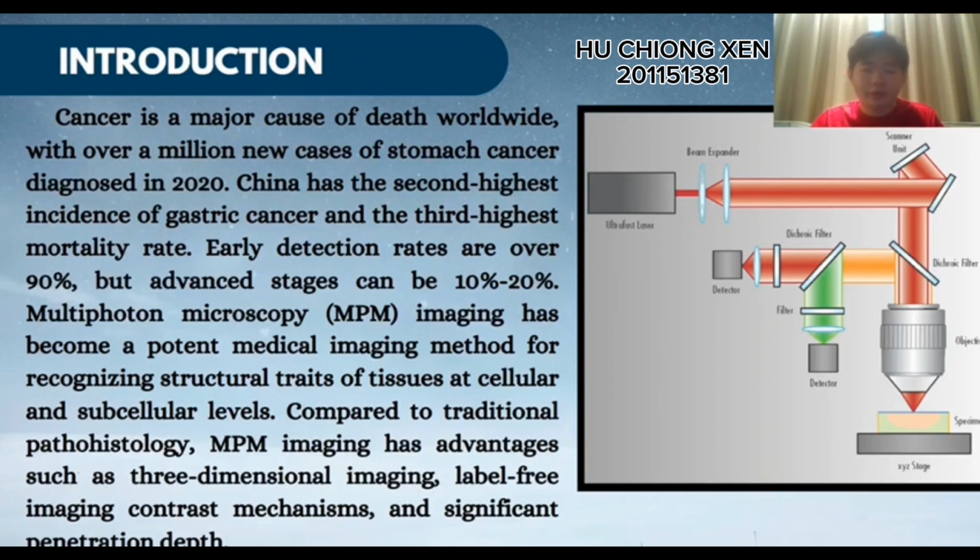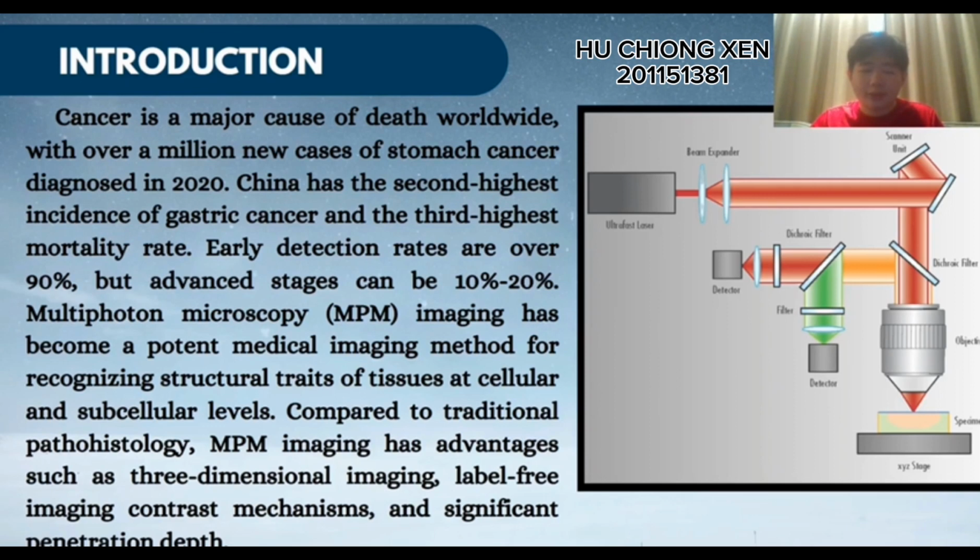Cancer is a major cause of death worldwide, with over 1 million new cases of stomach cancer diagnosed in 2020. China has the second highest incidence of gastric cancer and the third highest mortality rate. At early detection, survival rates are over 90%, but at advanced stages they can be 10 to 20%.